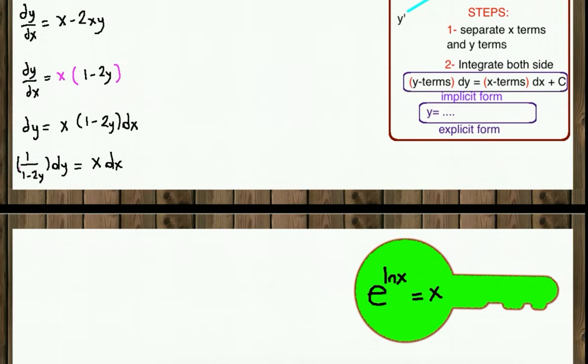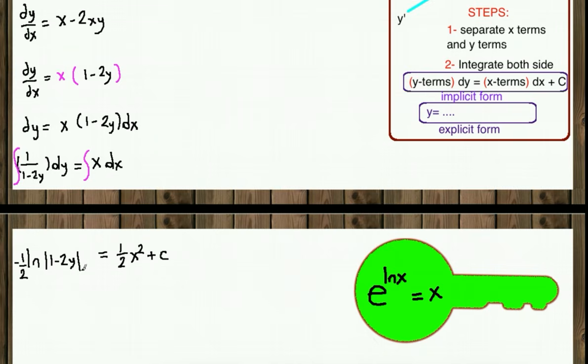Now we are going to integrate left and right hand side. Integral of x is 1/2 x squared, and we're going to use c on the x term side. Integral of 1 over (1 minus 2y) is ln of (1 minus 2y) times negative 1/2.